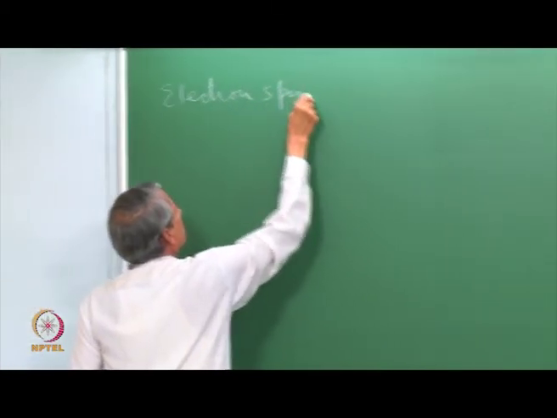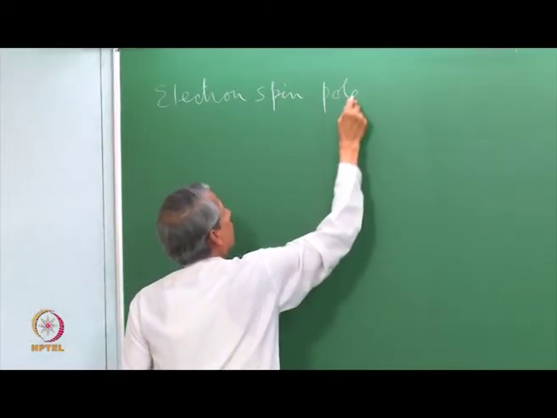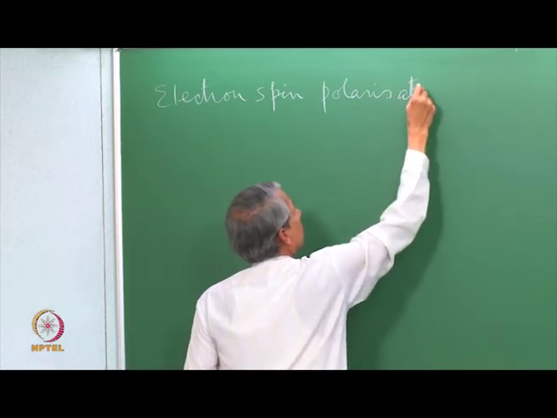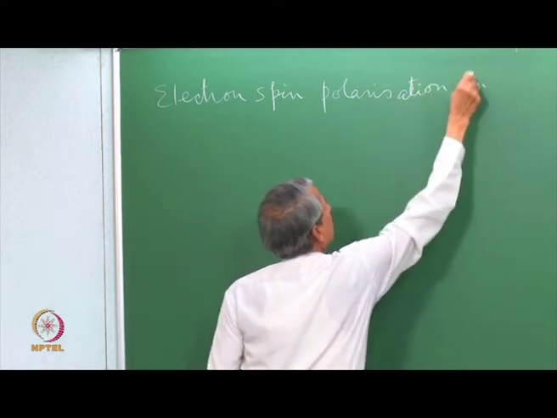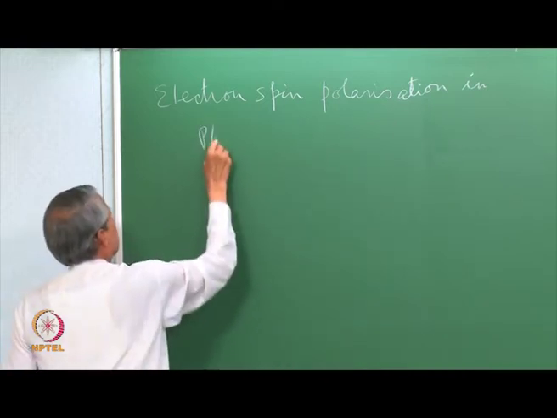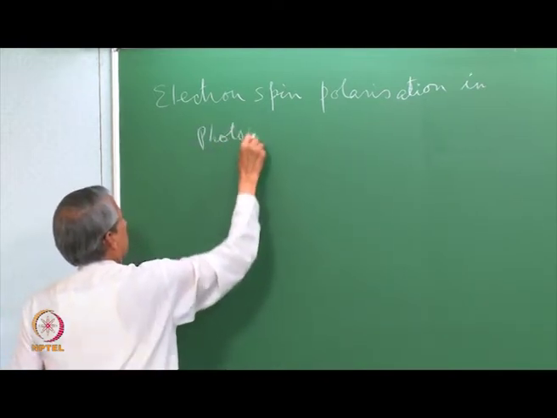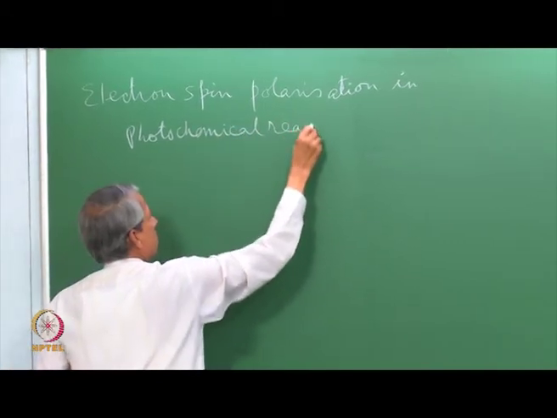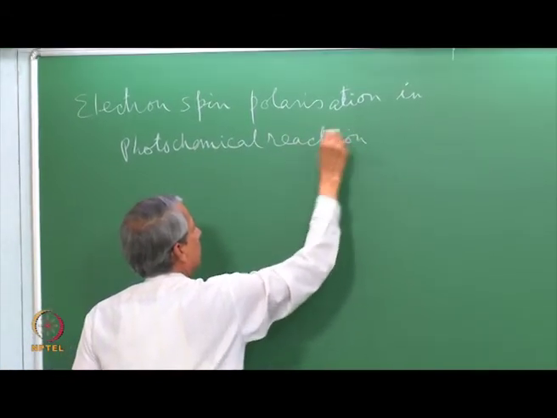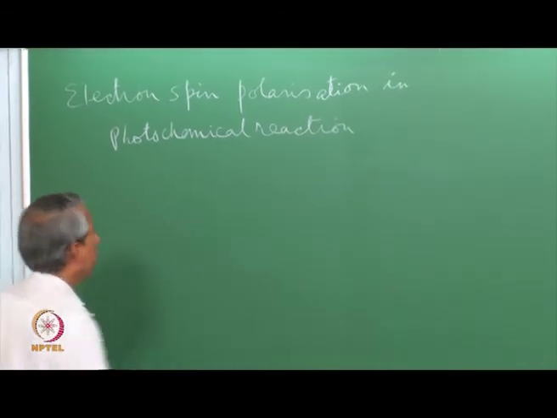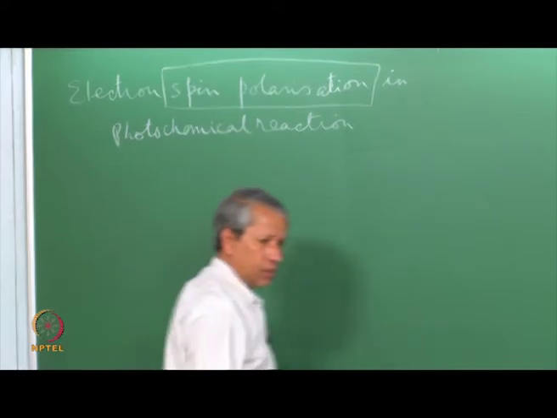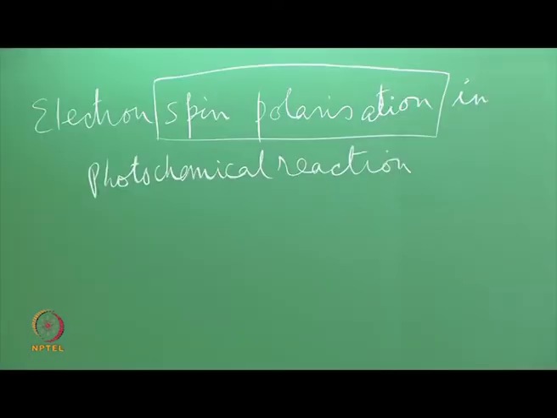electron spin polarization in photochemical reaction. Before you understand what the meaning of this term is, let us see some example.